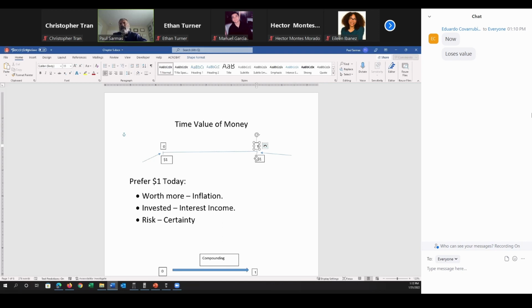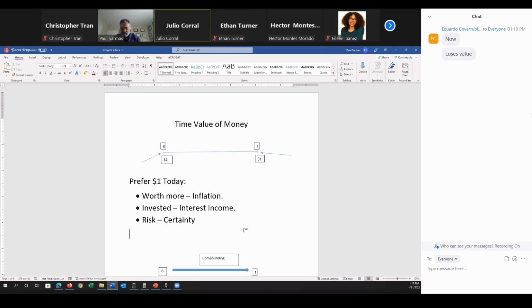Then I will go to the student who said they prefer $1 today because of inflation. I will say, assume inflation rate is 0. Assume there is no inflation. Which one would you prefer? $1 today or $1 next year? Today. Student, go ahead. Today again. Why? Can you tell me?